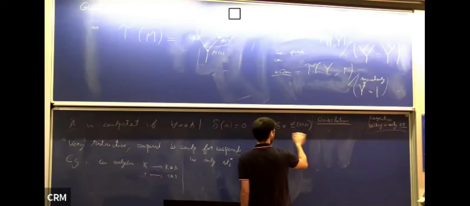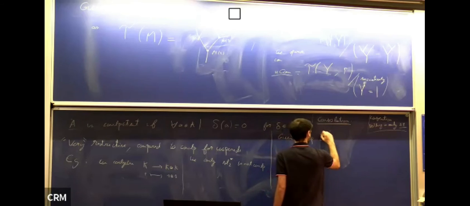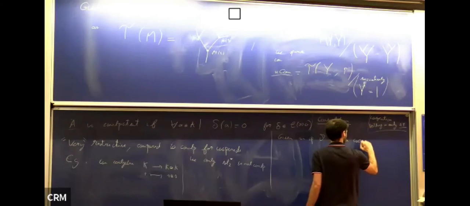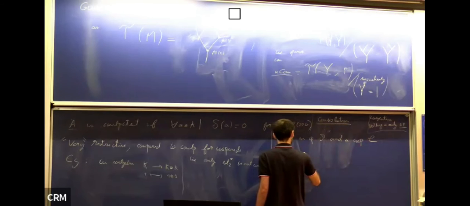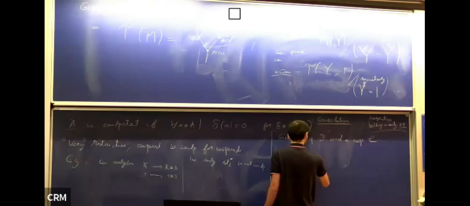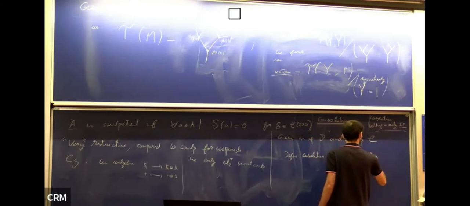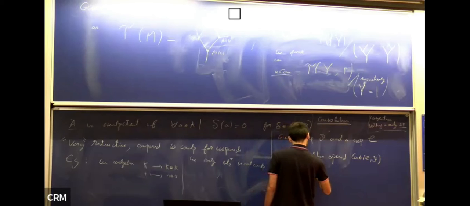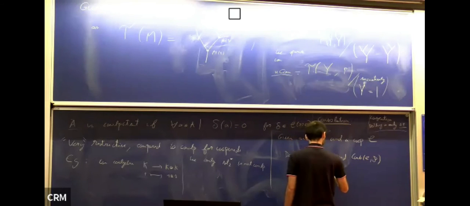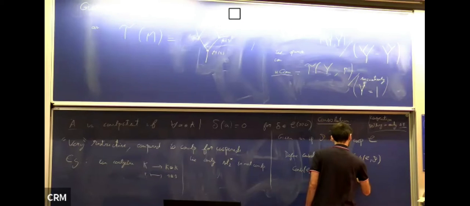So convolution is something that you can define given an operad P and a cooperad C. You define their convolution operad, conv from C to P, where conv in arity n is just the linear Hom from C(n) to P(n).